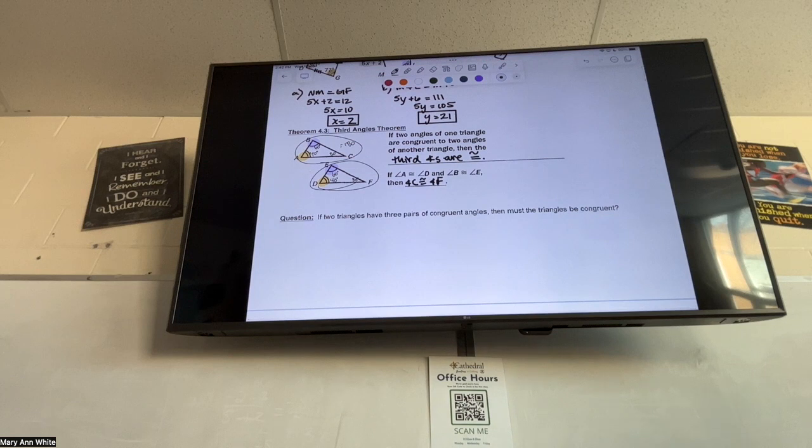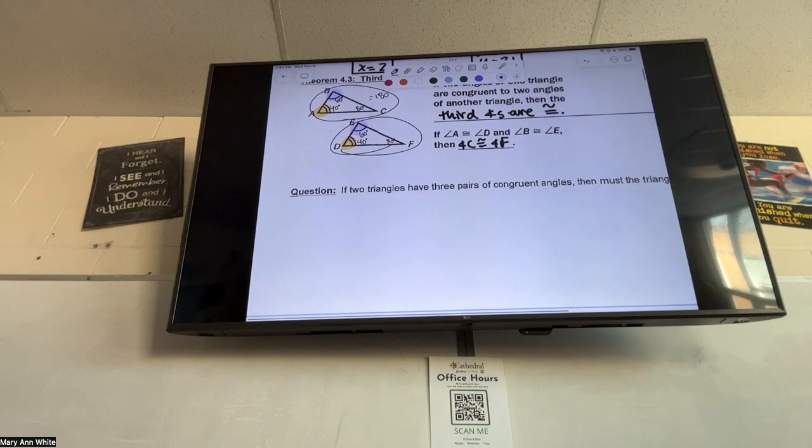All right, this next one says if two triangles have three pairs of congruent angles, then must the triangles be congruent? Okay, we're gonna do a little bit of just brain thinking. Okay, draw two triangles for me, and make sure that they have congruent angles, or as best as you can. Mine are not gonna be perfect, but they're gonna be good enough. We're gonna say that all three angles are congruent. We're gonna say these angles are congruent, we're gonna say these angles are congruent, and we're gonna say those angles are congruent.